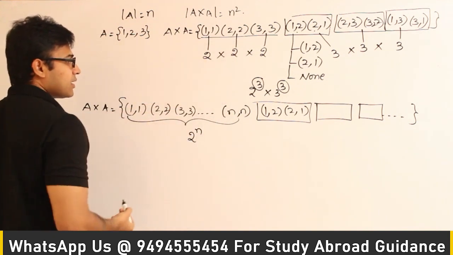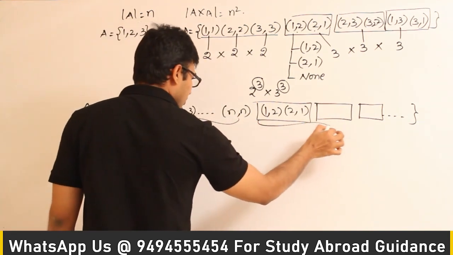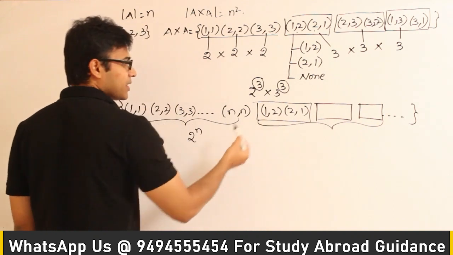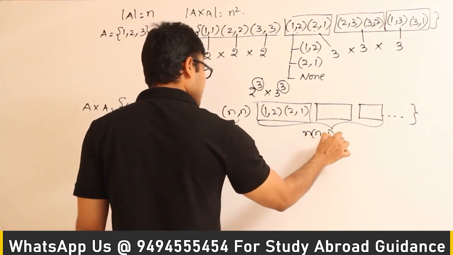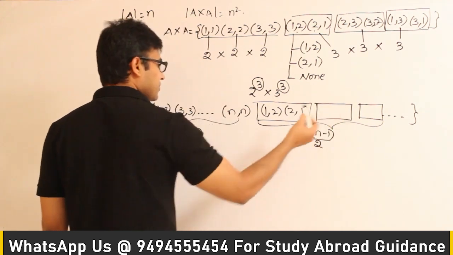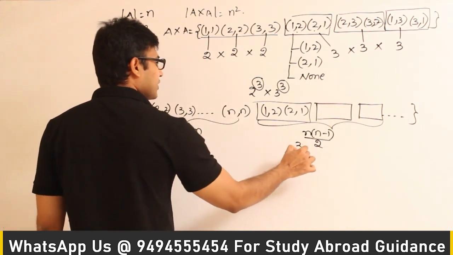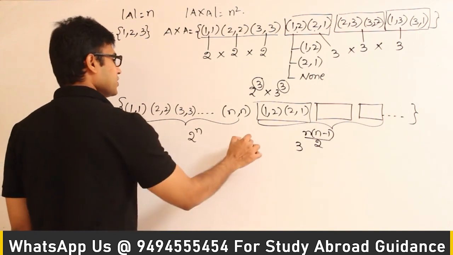Just now we have seen it. And now the remaining elements, how many remaining elements will be there? How many pairs will be there? It is n into n minus 1 by 2. We have been seeing this for a long time, isn't it? These many pairs will be there. So 3 power n into n minus 1 by 2. So this is the answer.